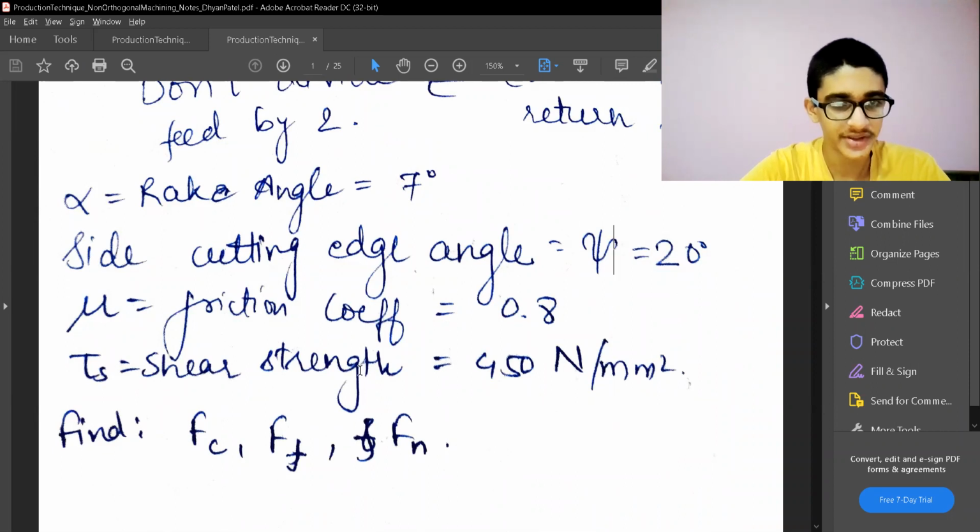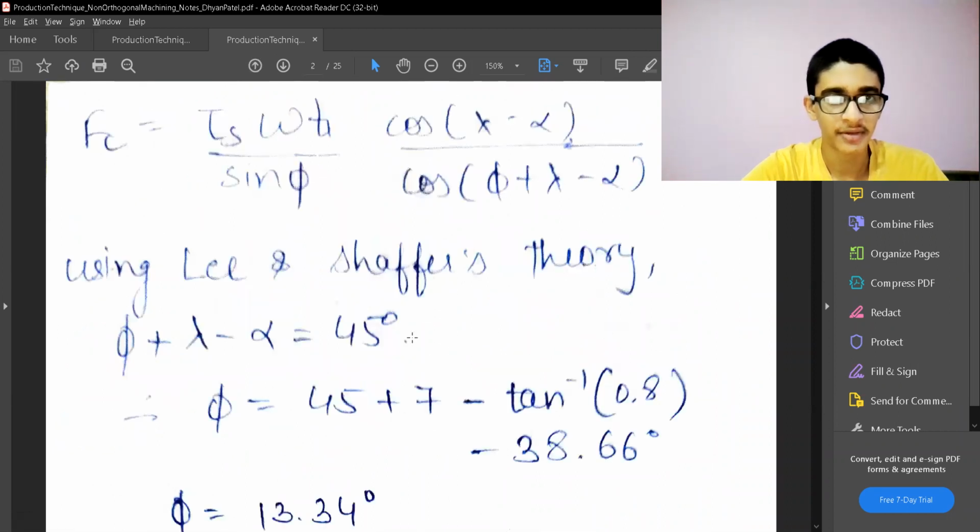Then we have the friction coefficient given. From the friction coefficient, we can directly find the friction angle, lambda. Then we have the shear strength, and we need to find the three components of force. So now let's start with it.